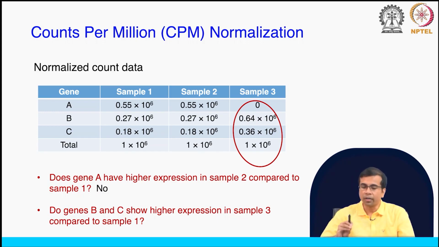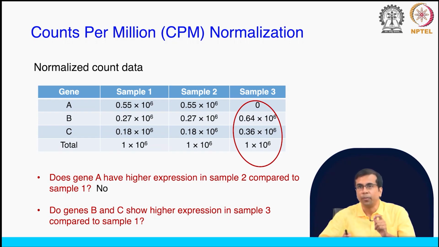Okay. So, it is set to 0. What it means is that the total number of reads available for sample 3 would be distributed between gene B and gene C. So, now what will appear is that gene B and gene C show higher expression in sample 3 compared to, for example, sample 1. So, this is the RNA composition bias. The read counts for gene B and gene C are affected because the expression of gene A has changed.